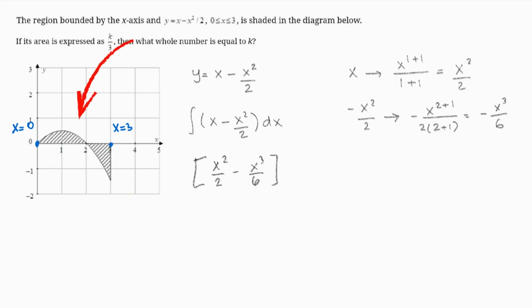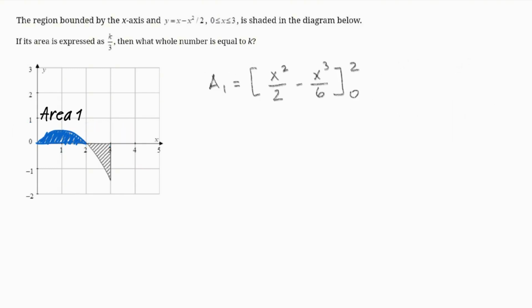Now, look at the graph. The curve crosses the x-axis at x equals 2. From 0 to 2, the area is above the axis, so it is positive. From 2 to 3, it's below, so it's negative. To find the total area, we must take the absolute value of the bottom section. Let's find the area for the first part.